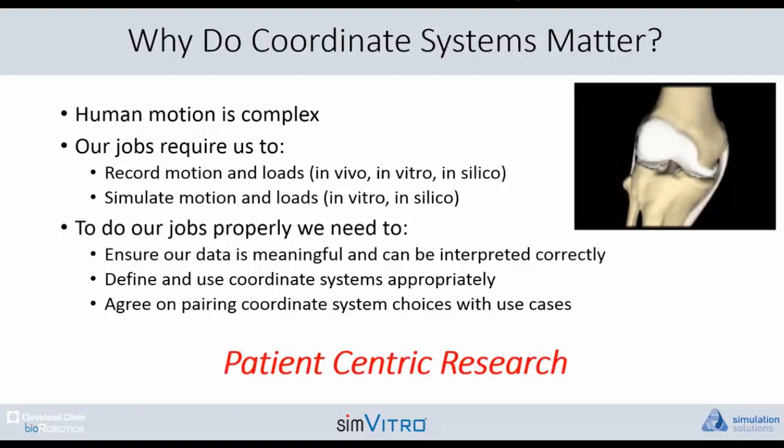The bottom line is that we need to be patient-centric with what we do and with our coordinate system choices and with our research. And we interact with clinicians because ultimately our research ends up affecting patient care, and the clinicians are in the middle of that process, and we need to be able to communicate that clearly and effectively to them.